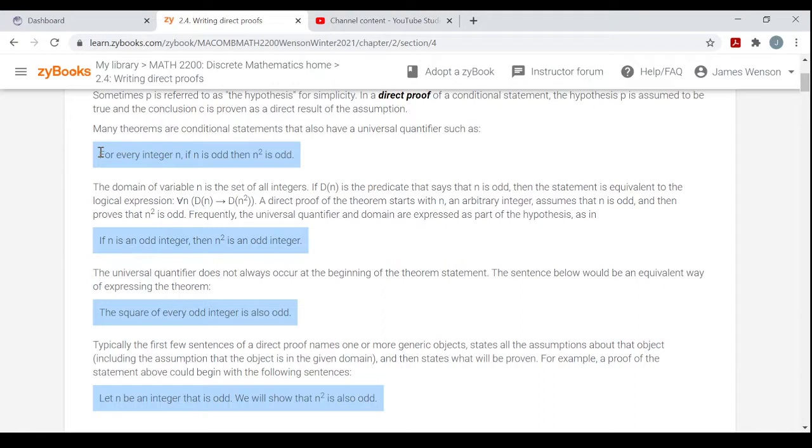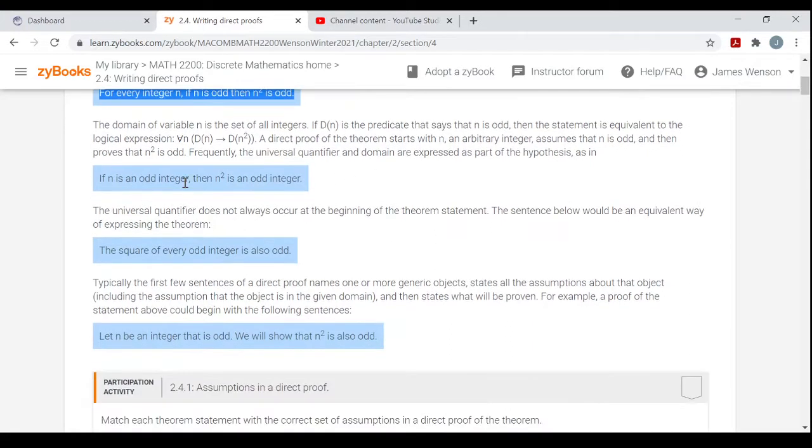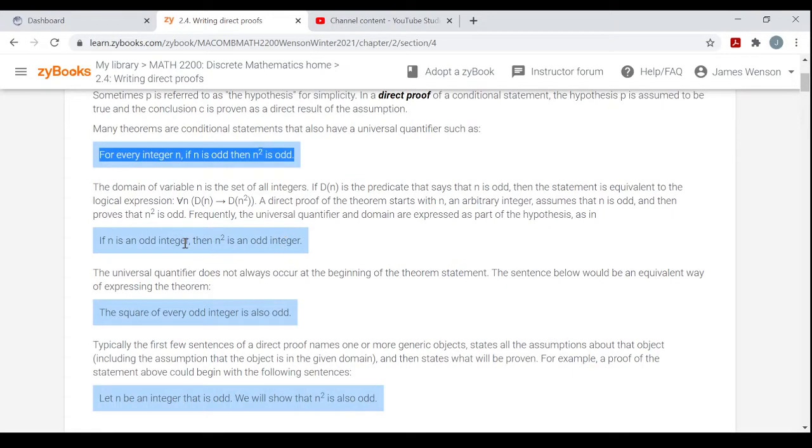Now, the way it's worded here, just please know that a conditional statement can be worded in many different ways. You saw that in chapter 1, right? Your statements involving if-then can be expressed in many different ways. So this statement up here is equivalent to all these other blue statements. If n is odd, then n squared is odd, an odd integer, right? They mention the word integer here, so they're saying, for every integer, or at least pointing out that the domain is the integers because the word integer shows up.